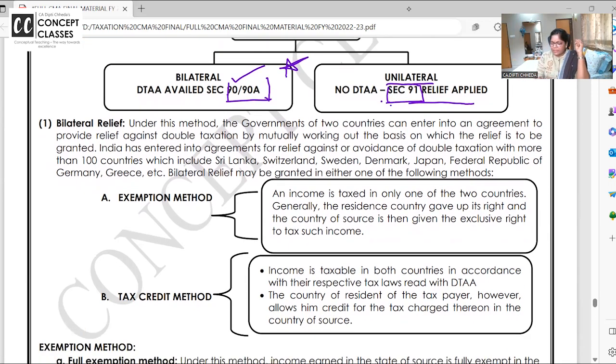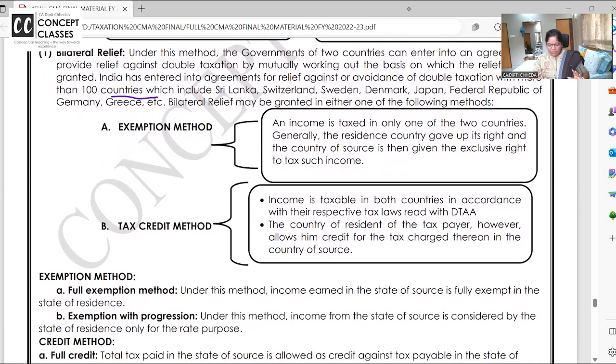Now, under the bilateral method, the governments of two countries can enter into an agreement to provide relief against double taxation by mutually working out the basis on which relief is to be granted. India has entered into agreements for relief against double taxation with more than 100 countries, including Sri Lanka, Switzerland, Sweden, Denmark, Japan, and all. Bilateral relief may be granted by either of the methods. I'm just teaching the concept. Keep a little patience. When I work out the problem, everything will be very clear.